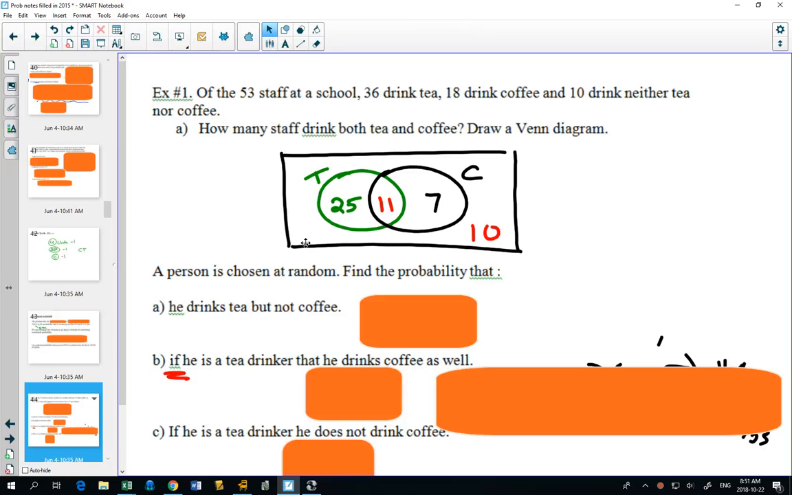So now that we have our Venn diagram, a person is chosen at random. Find the probability that he or she drinks tea but not coffee. Well, from our Venn diagram, that's the green 25, 25 out of 53.